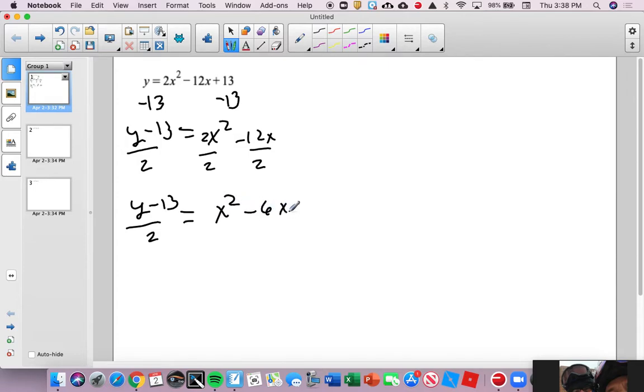Now I'm going to take half of 6, which is 3, and then I'm going to square it, and so I'm going to add that to both sides of the equation. And so then I still have an even nicer mess over here, but I'm just holding those functions for later.